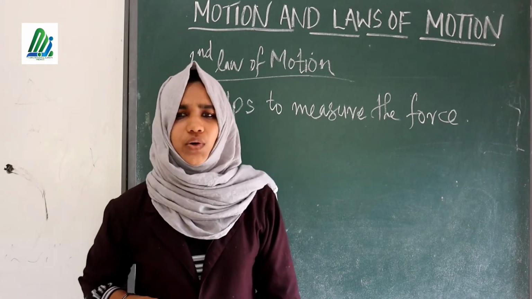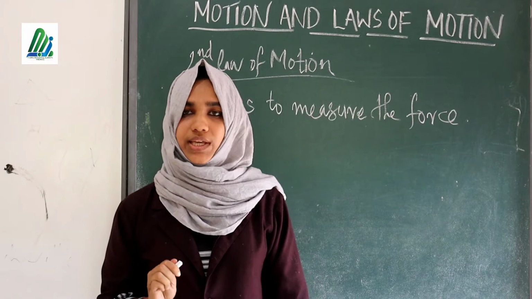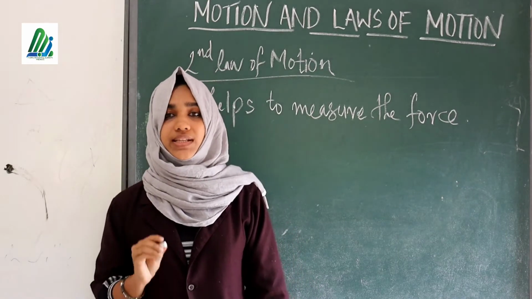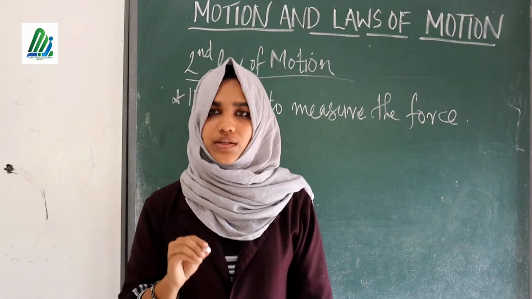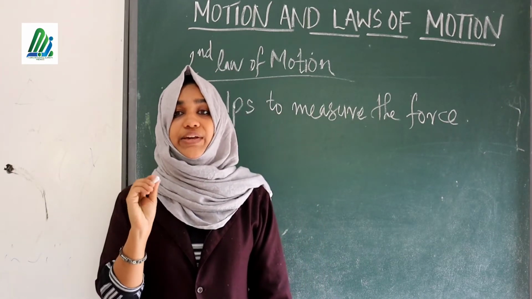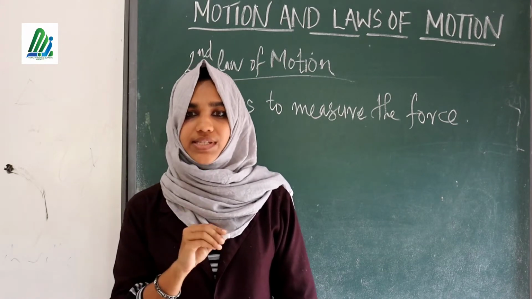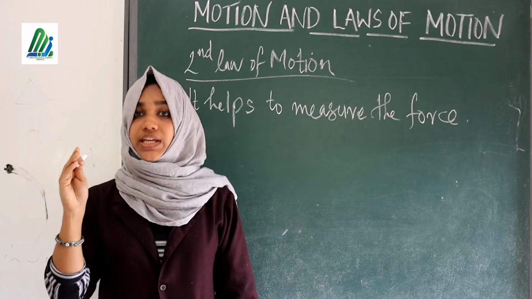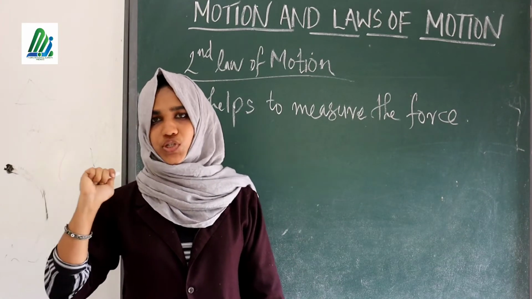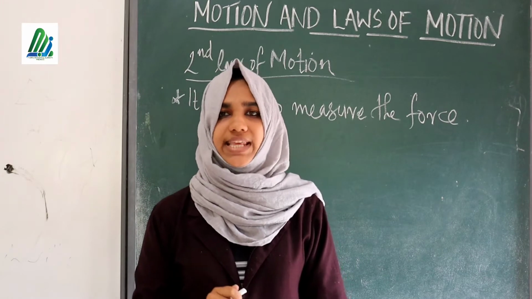Consider the velocity of a moving body changes from u to v when a force F is applied on it in t seconds. Once again, consider the velocity of a moving body changes from initial to final value when a force is applied on it in t seconds.